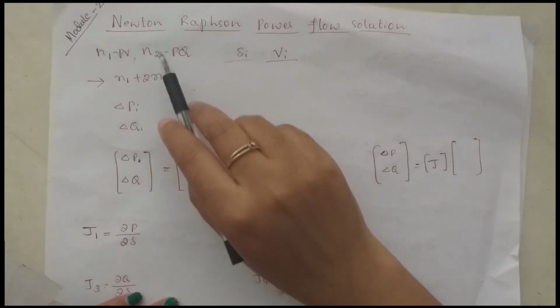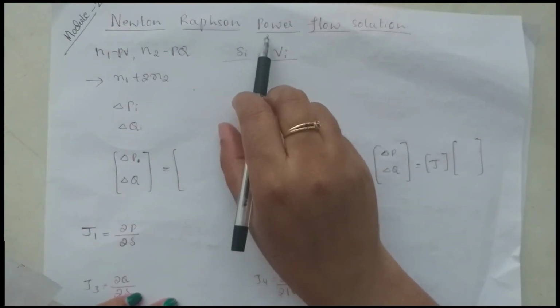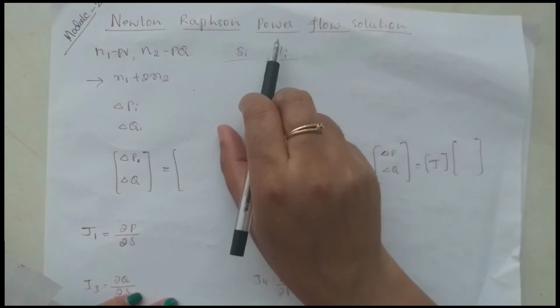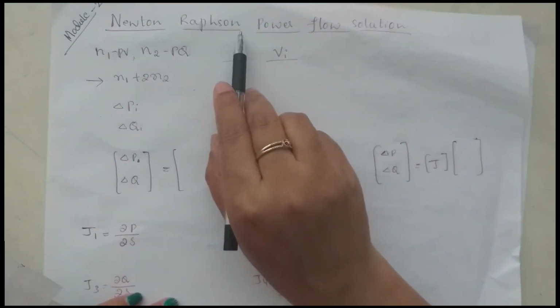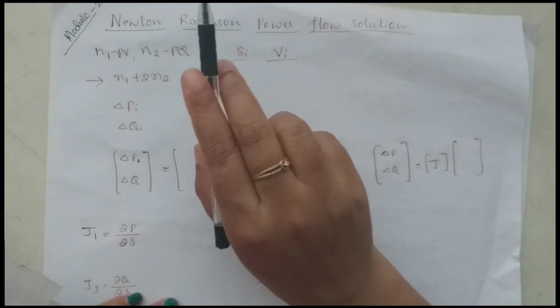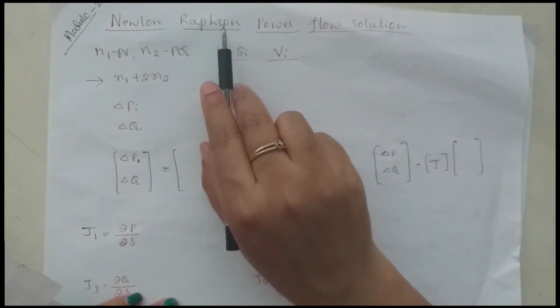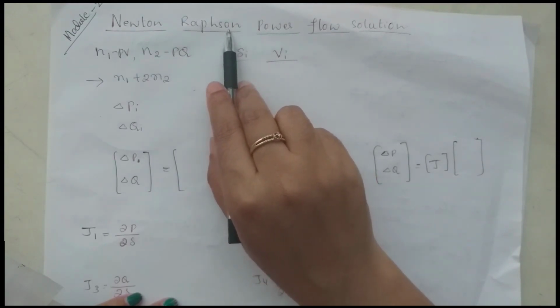In that first topic, Newton-Raphson method to obtain power flow solution. Newton-Raphson method, which is mathematically superior to the GS method. For larger power systems, the Newton-Raphson method is found to be more efficient and practical. The number of iterations required in this method is independent of size.